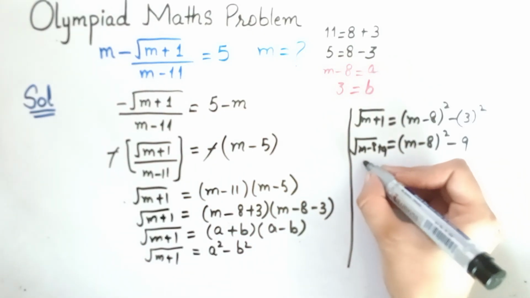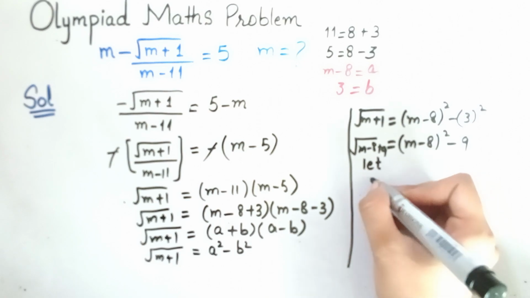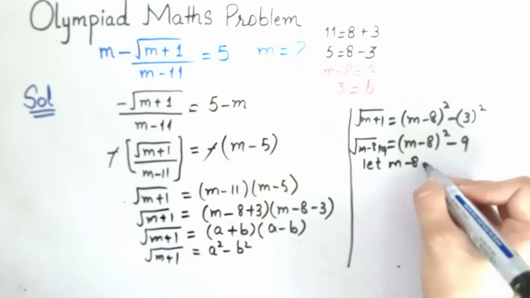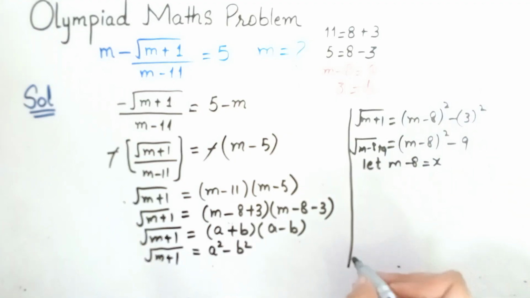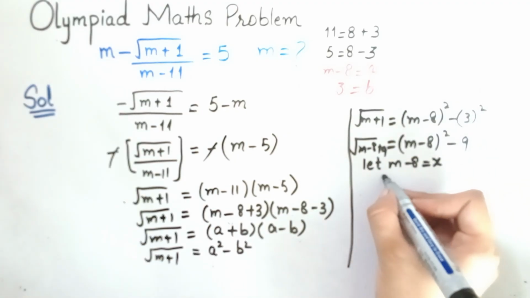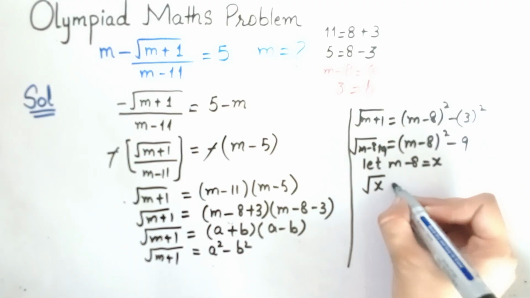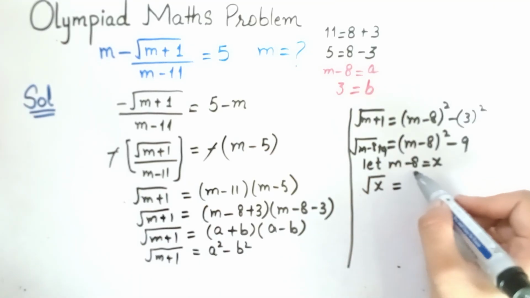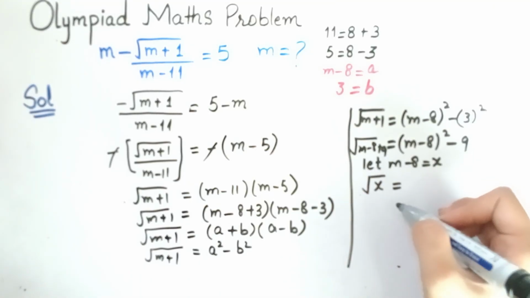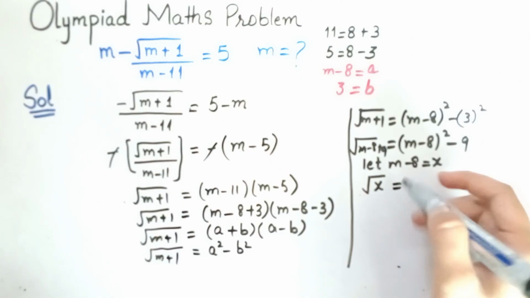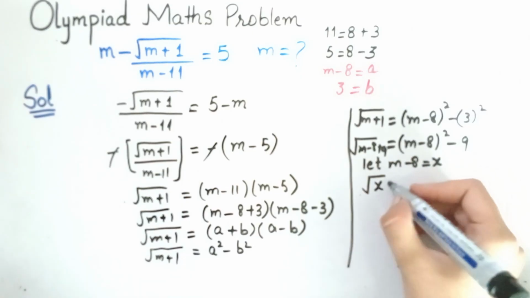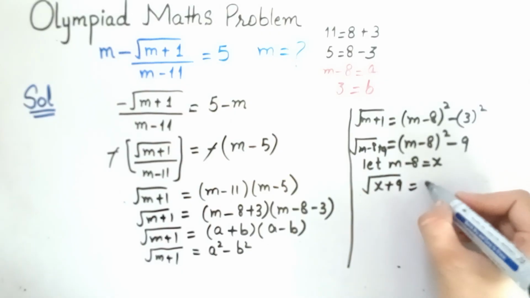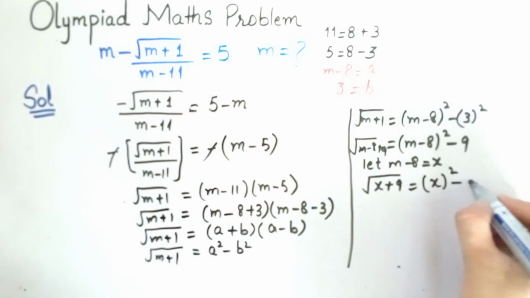Now consider, let m minus 8 equals x. So our equation will become root of (x plus 9) equals, in place of m minus 8, x square minus 9.